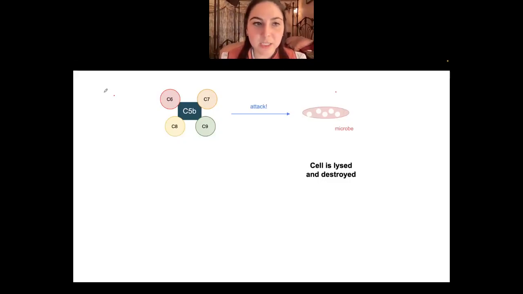So that's what MAC is doing. It's really just poking. It's not really doing anything fancy. And that's why it's good, because it's non-specific. This is a part of the innate immune system. It's non-specific, so you're able to pretty non-specifically kill things that are present.